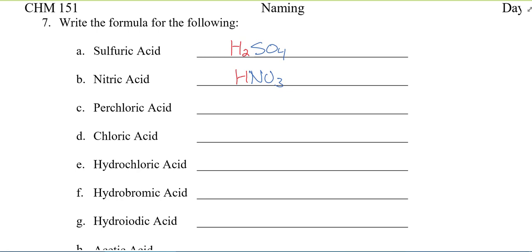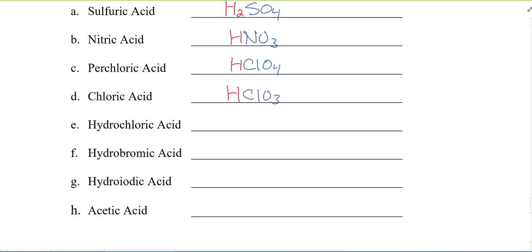Perchloric comes from perchlorate, which is ClO4 minus 1. So since it's minus 1, we get 1 H. Chloric is going to be HClO3, right? Chlorate is ClO3 minus. Hydrochloric. Well, now we have no oxygen, so that would just be hydrogen chloride. HCl. Hydrobromic, hydrogen bromide. Hydroiodic, hydrogen iodide.